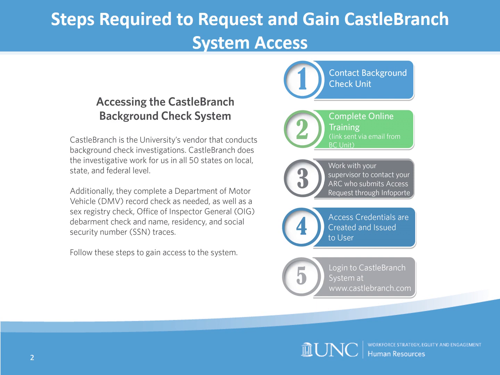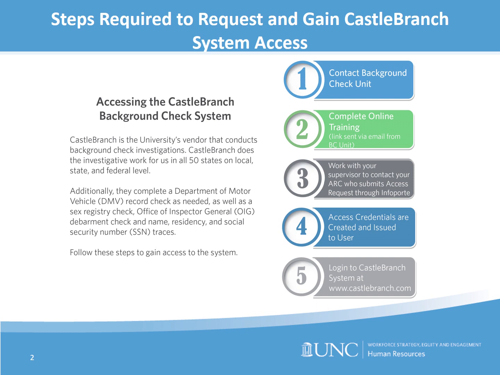There are several steps required as a new user to gain access to CastleBranch, our background check vendor at UNC Chapel Hill. 1. You'll need to contact the Background Check Unit. 2. You'll need to complete the Background Check CBT and Knowledge Check located at sakai.unc.edu. A link to the training will be provided to you from the Background Check Unit. 3. Once the training is complete, you'll need to work with your supervisor to contact your Access Request Coordinator, or ARC, to request access. 4. Pending approval, your access credentials will be created and issued to you.